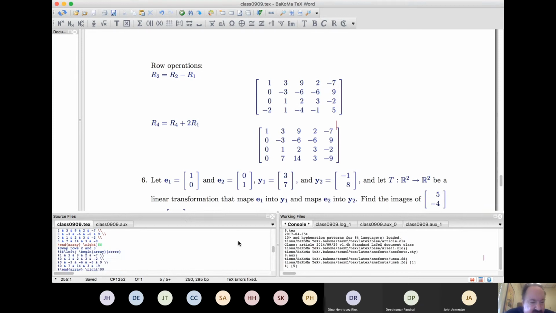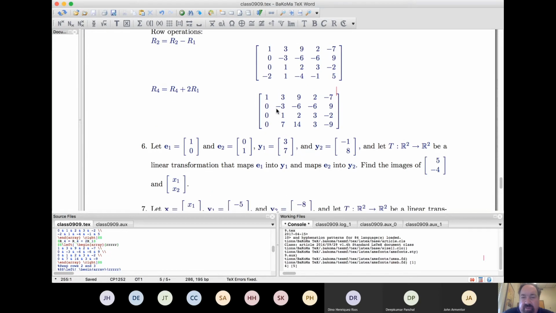Now, at this point, if we continue, we would use this element to eliminate these two down below. Can anyone tell me what I ought to do instead just to make the numbers easier to work with?